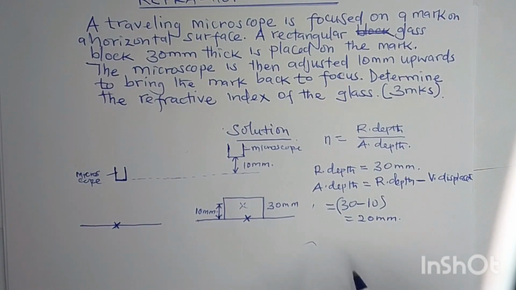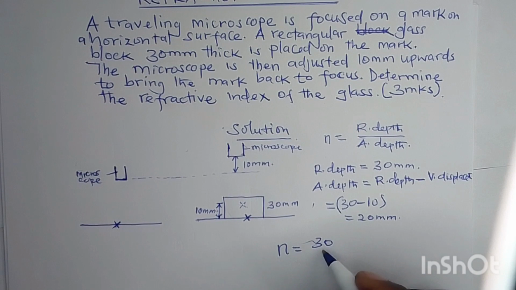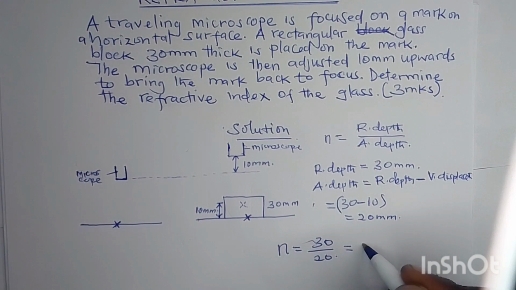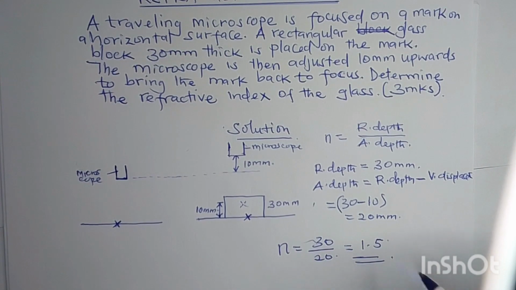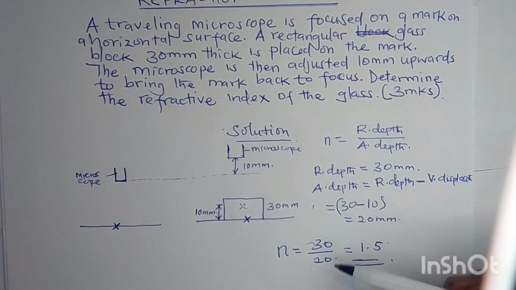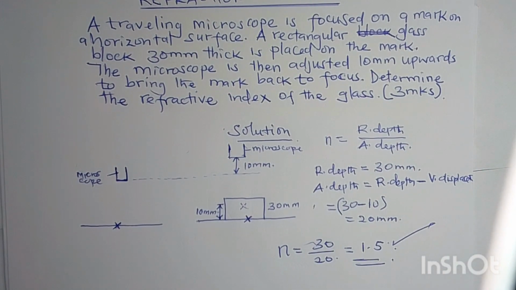So at that point, I can now calculate my refractive index to be real depth 30, apparent depth 20, and therefore the refractive index is simply 1.5. It has no units because it is a ratio of two lengths. So this is the refractive index of the glass.